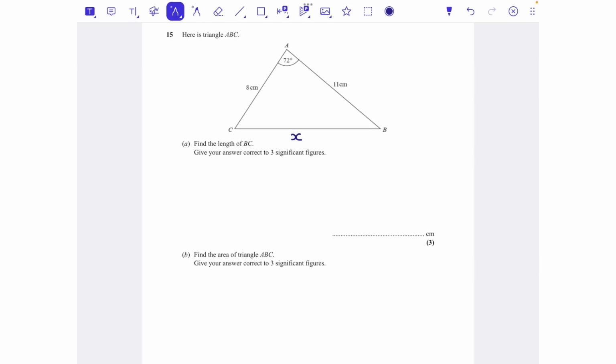Now this is the perfect setup for cosine rule. You've got 2 sides and the angle in between, and you want the opposite side. So the cosine rule is given to you.